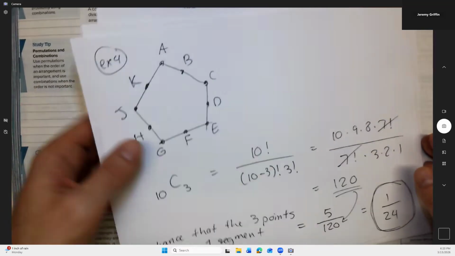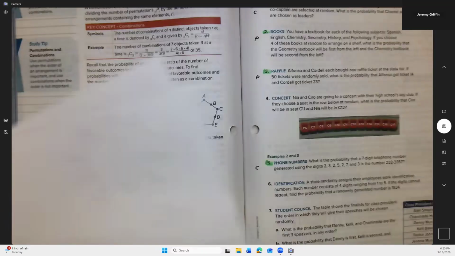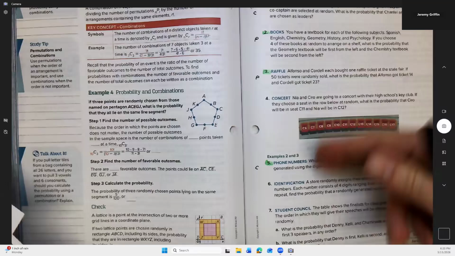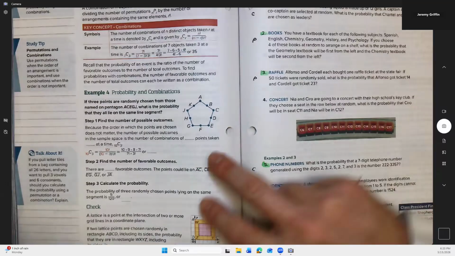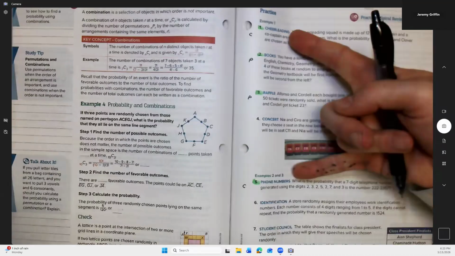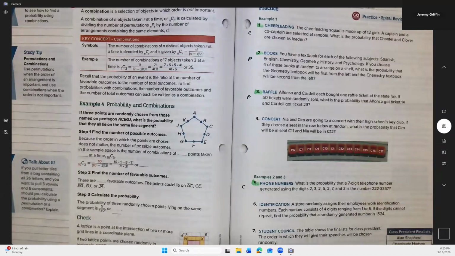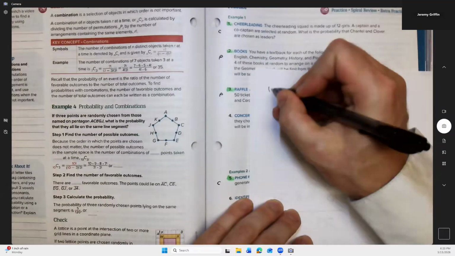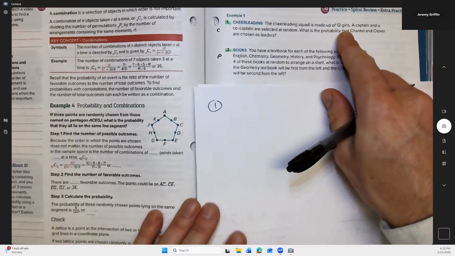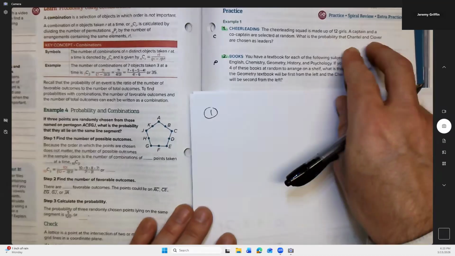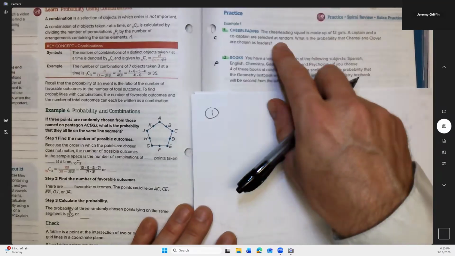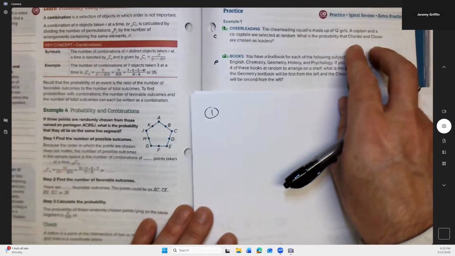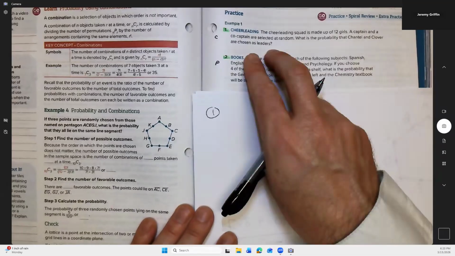Pretty good. Right, let's jump into the book puzzles. I got a few highlighted here. I picked 2 that involve combinations and 2 that involve permutations, so a little diversity here. All right, number 1, cheerleading. The cheerleading squad is made up of 12 girls. A captain and a co-captain are selected at random. What's the probability that Chantel and Clover are chosen as leaders?